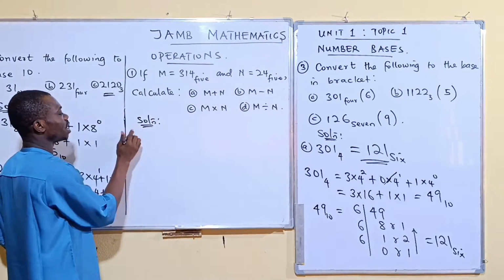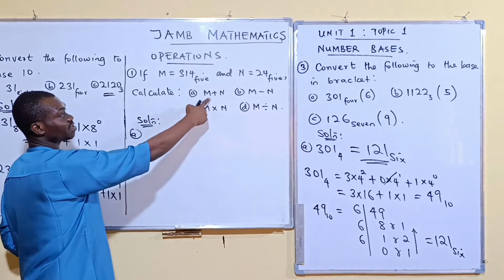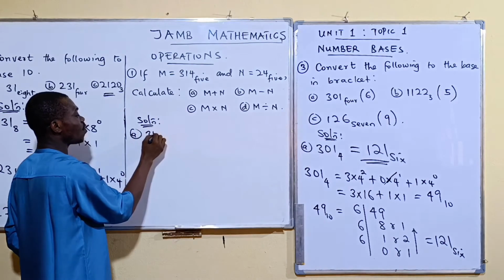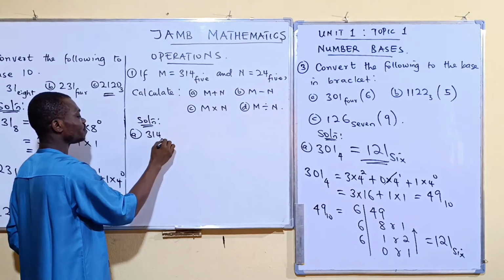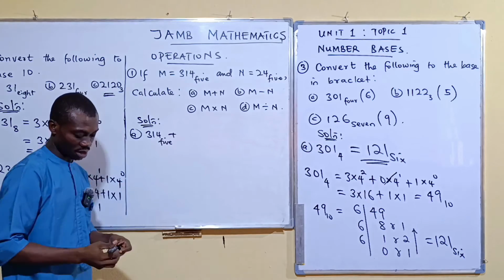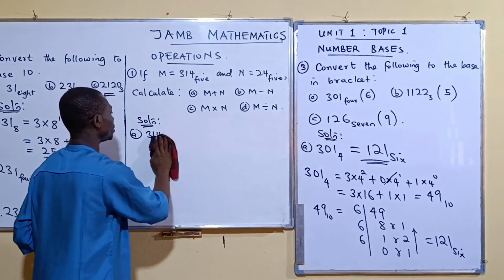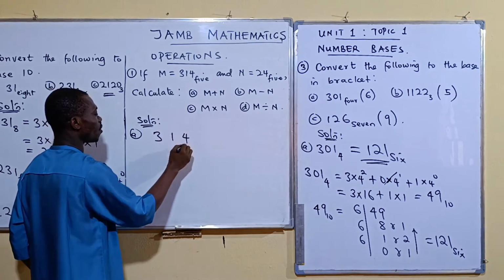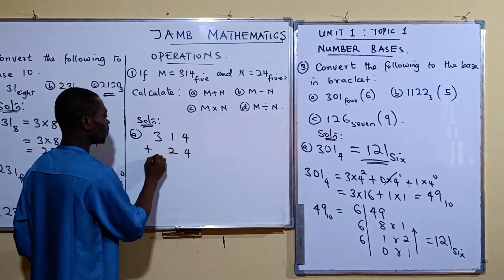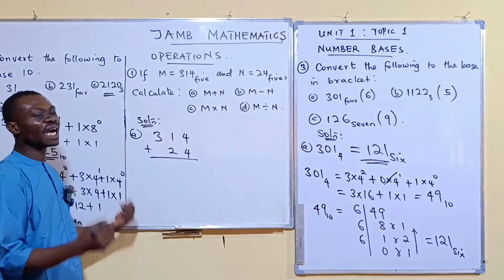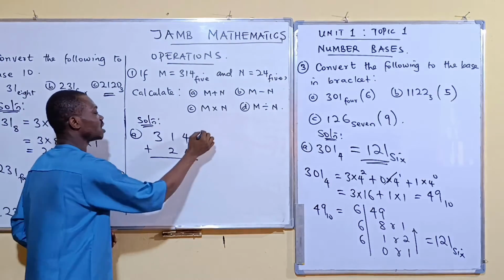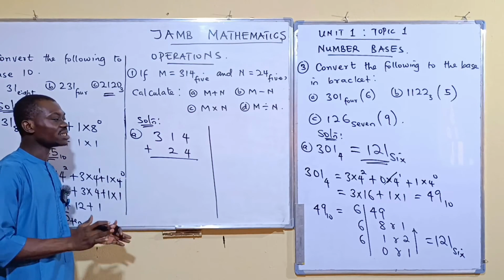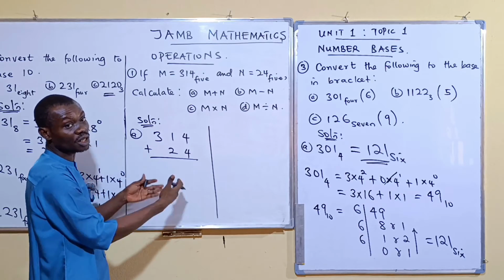Look at how we handle it. For the first one, what they're asking is just to add this to this in base 5. Let me put it in addition form. We want to do 314 plus 214 in base 5. How do you do it? It follows the same pattern as addition in base 10. The only thing is that all your sub-calculations will be in base 5.